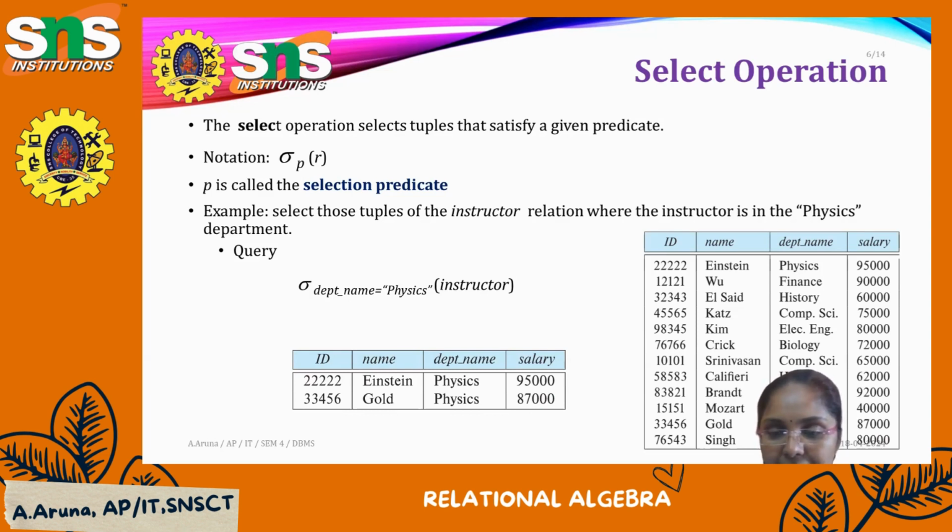So we give it like this: the select operator, then my condition. Here I check the condition for the physics department: department name equal to physics, from which relation? The relation instructor. See the notation: this is the operator, and this is the selection predicate, the condition to select. So here I give department name equal to physics for the relation instructor. Through that, there are two physics department faculty, and their ID along with the salary will be displayed like this. For this purpose we use the select operator.